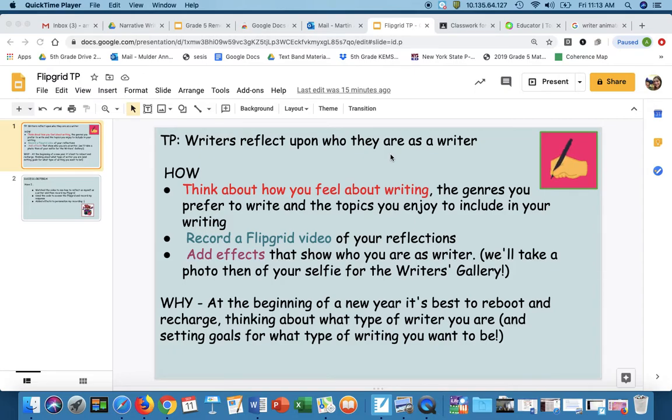We think about genres that we prefer to write. We think about topics we like to include in our writing. Then we're going to record a FlipGrid video of our reflections to share them with others.